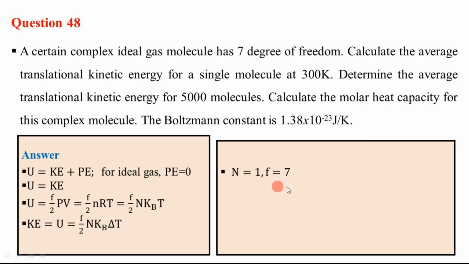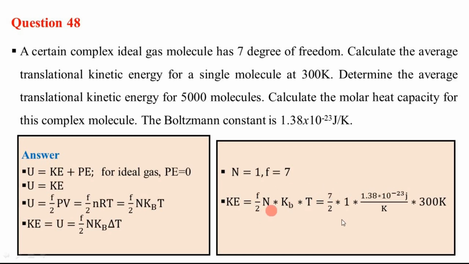The degrees of freedom we have is 7. N here is equal to 1. Degree of freedom is equal to 7. The Boltzmann constant was given, and the temperature was given as 300 Kelvin. You can replace the values: F over 2 is 7 over 2. This is the degree of freedom. The N is 1, the number of molecules. Then replace the Boltzmann constant and the temperature. Then we get the kinetic energy that they are asking.